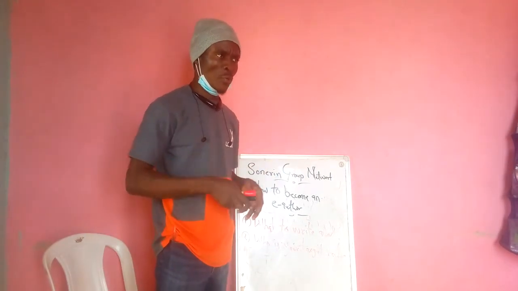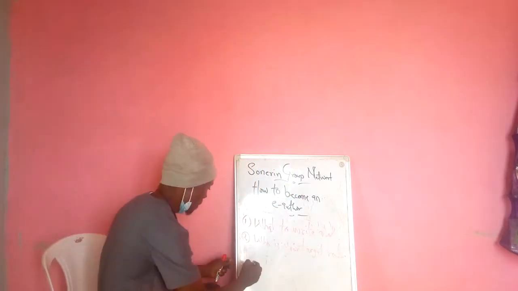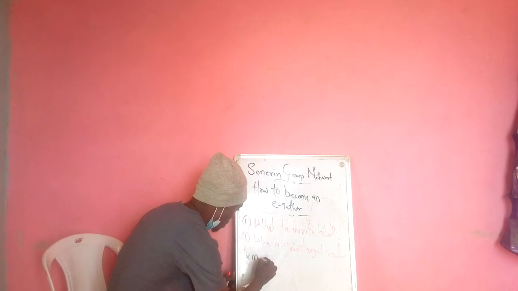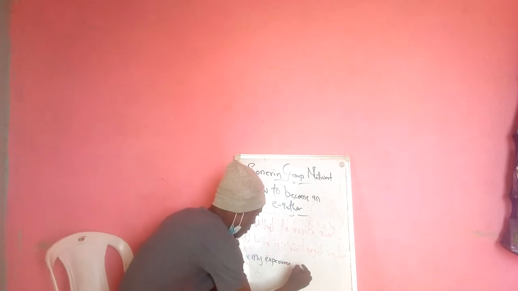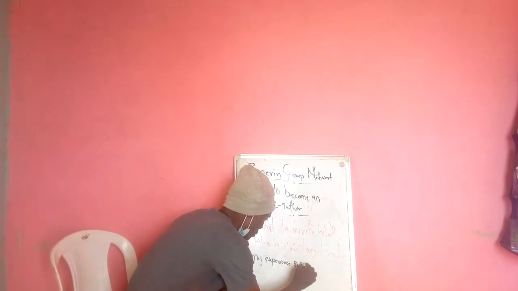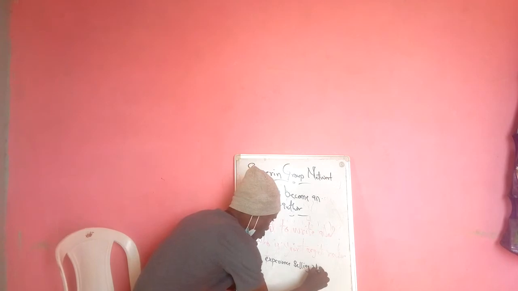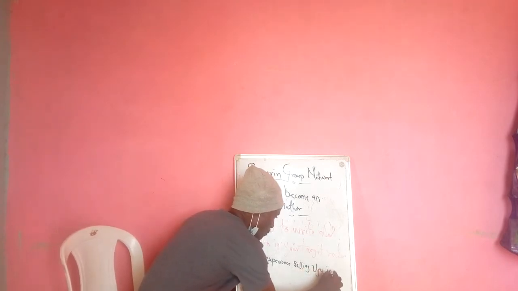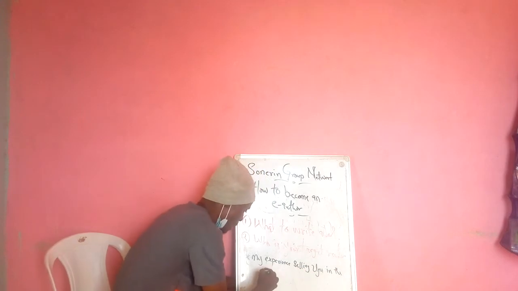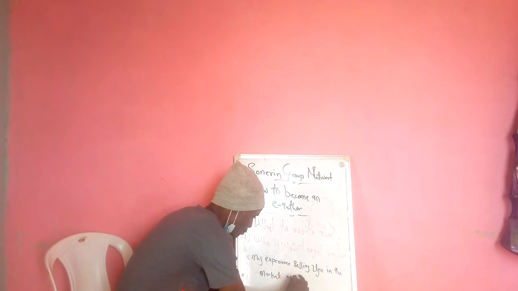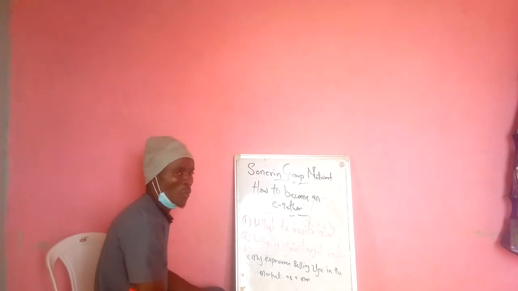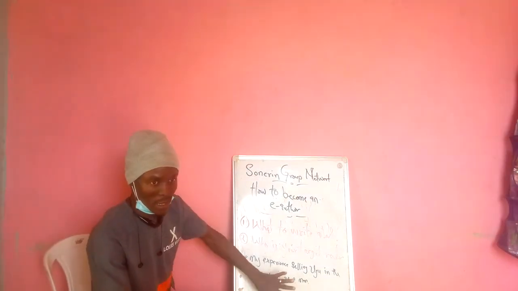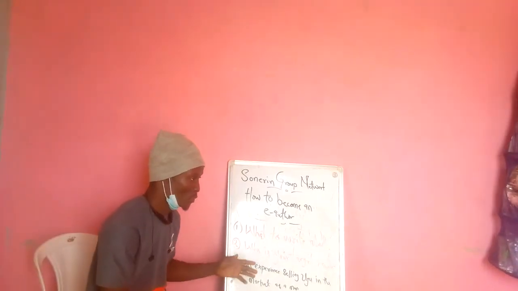So Trust can come up with a book title like "My Experience Selling Ugu in the Market as a Man." Okay. Mommy Bolo, I don't like this "as a man." So that is Trust's experience selling ugu.